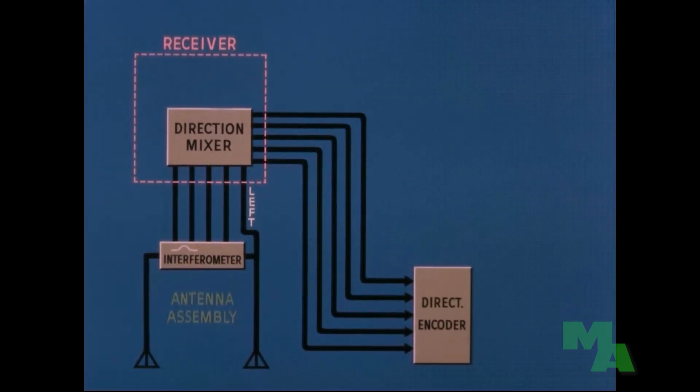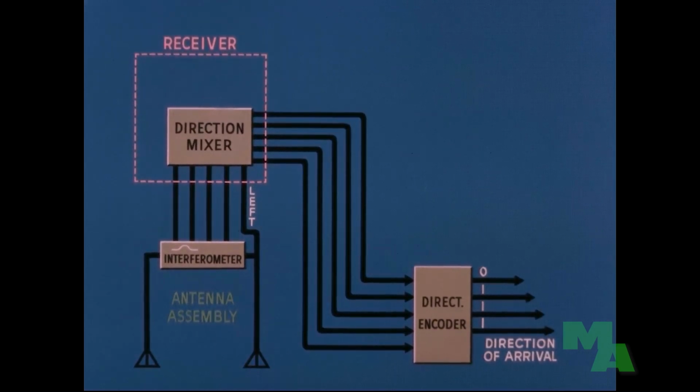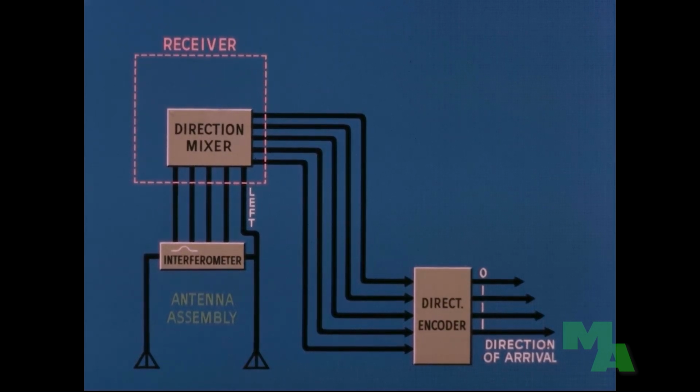The direction mixer converts pulses from all antennas to a compatible form and outputs the directional pulses to the directional encoder. The encoder translates the pulses into digital language, and they come out as a direction of arrival signal in the form of 4 digital bits of information: 1 bit to indicate left side, and a 3-bit binary number giving the sector in which the signal arrived.